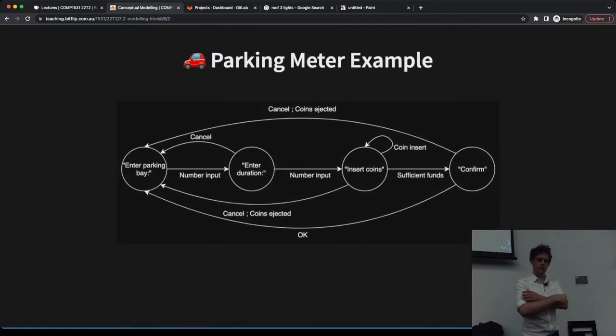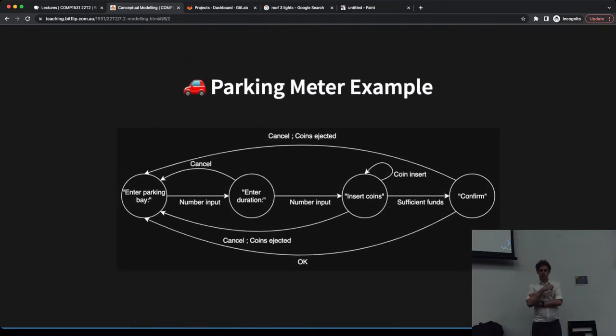A really good example is with the simplified one. Look at the cancel, coins ejected at the top and the bottom. That's a little bit weird, right? Because if you look at all the other transition text, like the number input and the cancel, they're all actions people do. Whereas coins ejected is not really an action. Like you don't coins eject the system. The system coins ejects to you. So that's kind of incongruous with what else is written there.